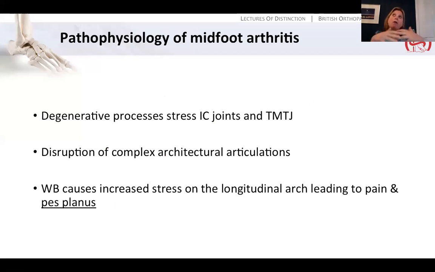So when arthritis develops and you get the subchondral sclerosis, osteophytes, and swelling around the joints, the degenerative processes around the joint basically stretch those intercuneiform joints and the tarsometatarsal joints. And that causes big disruption of those complex architectural articulations within the joint. And with time, weight bearing through that longitudinal arch, the stress on those slightly deformed joints will eventually lead to a pes planus type deformity. And that won't be related to a tib post dysfunction that we often associate pes planus with. It will be due to that disruption of the joints, the ligaments, and the stresses through the joint.